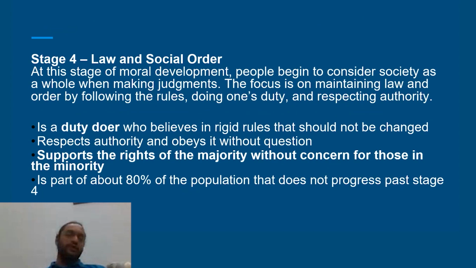This is where most human beings are in terms of their moral development. This is a stage where people look at society and they make judgments of the effect of all these social norms on the people in the society, right? So they start to think about the effect of rules. They start to think about the effect of doing one's duty, the effect of respecting authority, right?